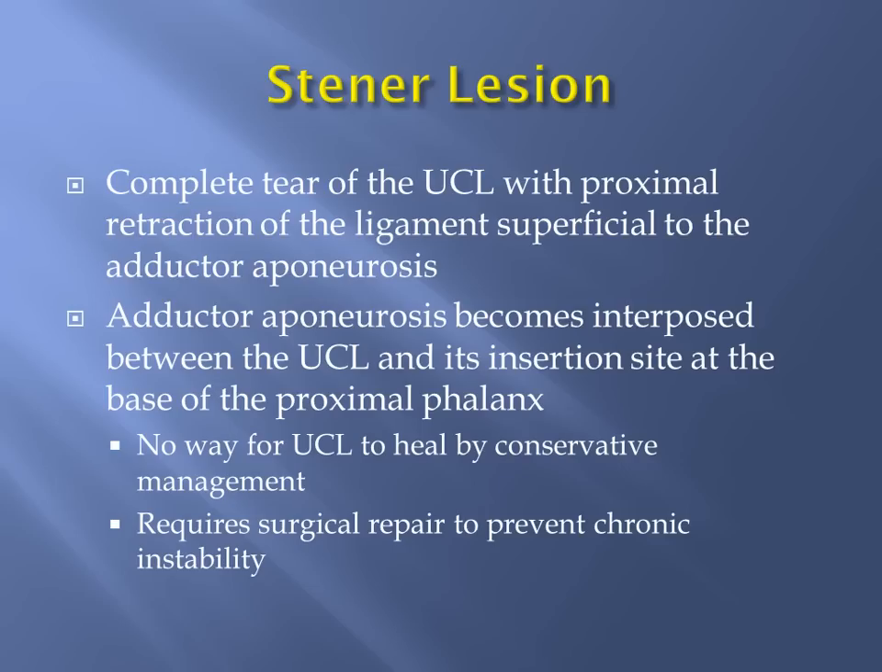A Stener lesion is a complete tear of the ulnar collateral ligament with proximal retraction of the ligament superficial to the adductor aponeurosis. Since the adductor aponeurosis is interposed between the ligament and the base of the proximal phalanx, it prevents healing by conservative means, so surgery is necessary to prevent chronic instability and early osteoarthritis.